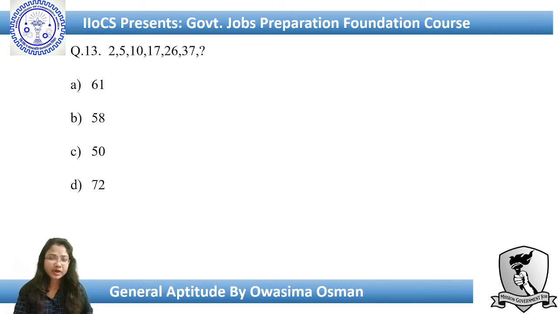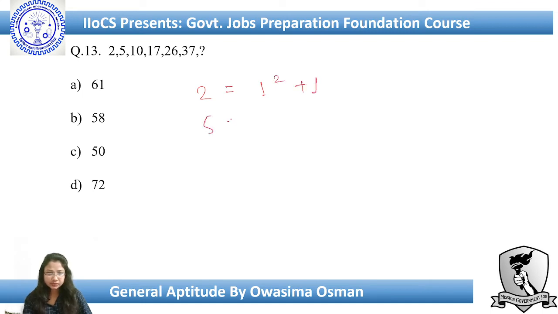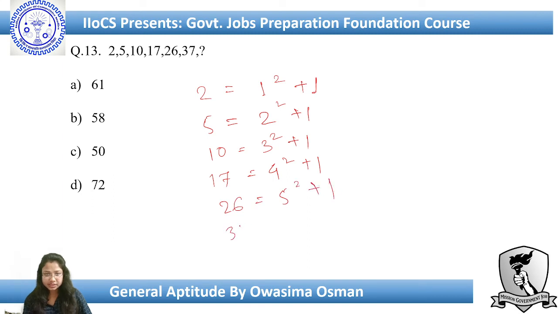Next, 2, 5, 10, 17, 26, 37, and you have to find out the next term. 2 we can write as 1 square plus 1. 5 we can write as 2 square plus 1. 10 is 3 square plus 1. 17 is 4 square plus 1. 26 is 5 square plus 1. And 37 is 6 square plus 1.